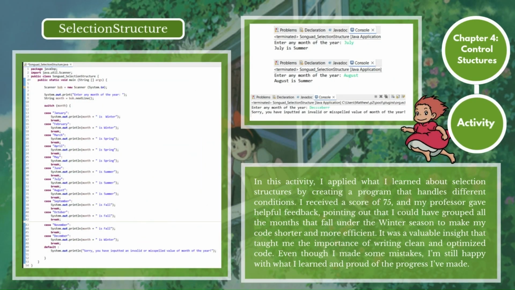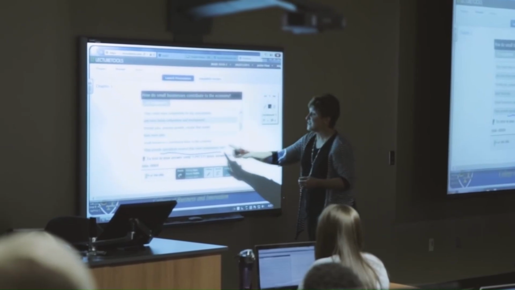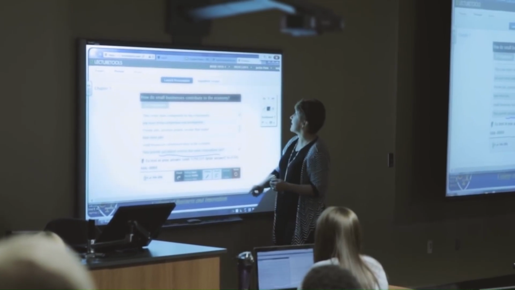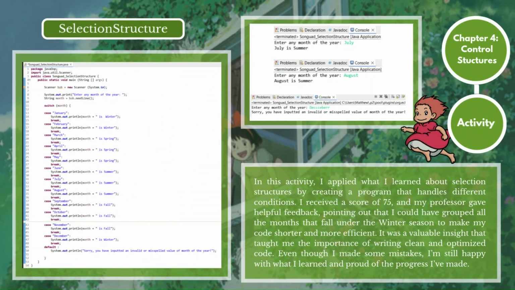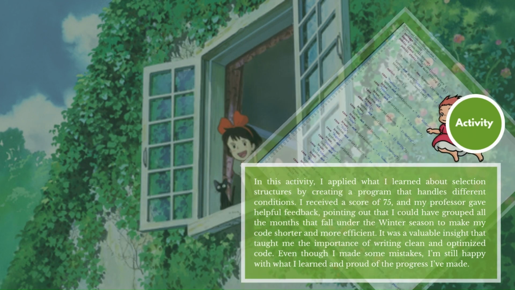Selection structure. In this activity, I applied what I learned about selection structures by creating a program that handles different conditions. I received a score of 75 and my professor gave me helpful feedback, pointing out that I could have grouped all the months that fall under the winter season to make my code shorter and more efficient. It was a valuable insight that taught me the importance of writing clean and optimized code. Even though I made some mistakes, I am still happy with what I learned and proud of the progress I've made.